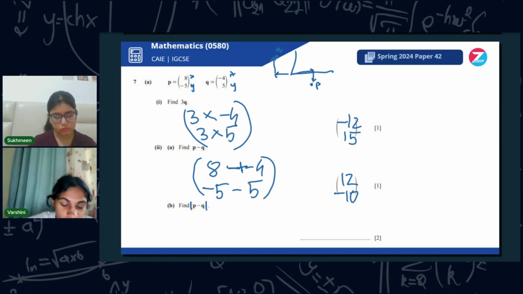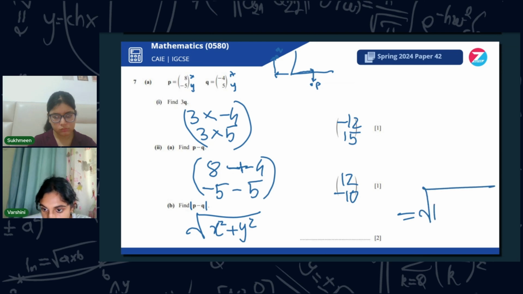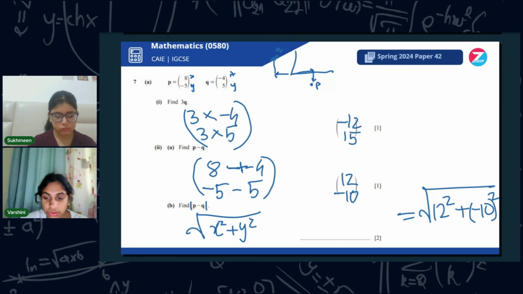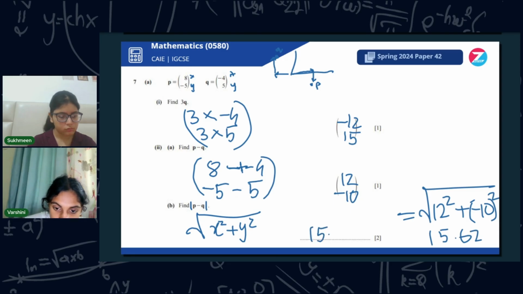We know the formula for this is the root of x squared plus y squared. So that over here is going to give us the root of 12 squared plus -10 squared. And remember, the whole thing is getting squared. It's not minus and then just 10 squared, but -10 whole squared. So we put that in the calculator. You should get an irrational number, but just switch that to a decimal, and you should get 15.62. So round it off, and we'll get 15.6. Okay.